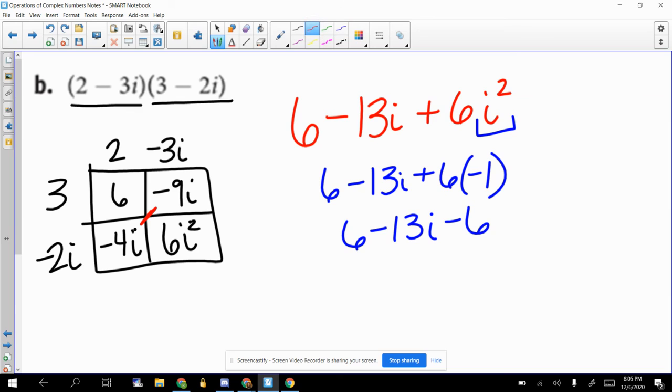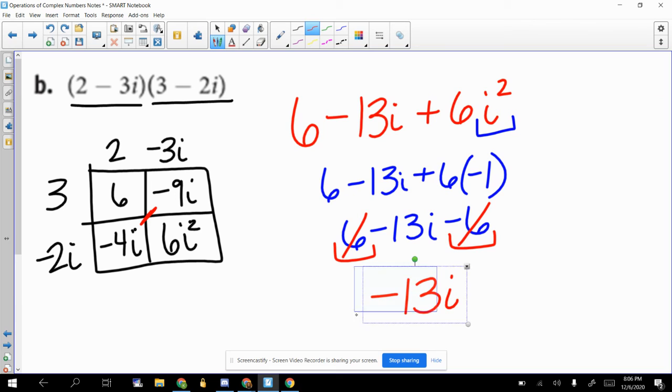And what actually happens here is when we combine like terms, 6 and negative 6 cancel, so your final answer is just negative 13i. If you were worried about writing it in the a plus bi form, you could write it as 0 minus 13i, but you could definitely just say negative 13i as your final answer.